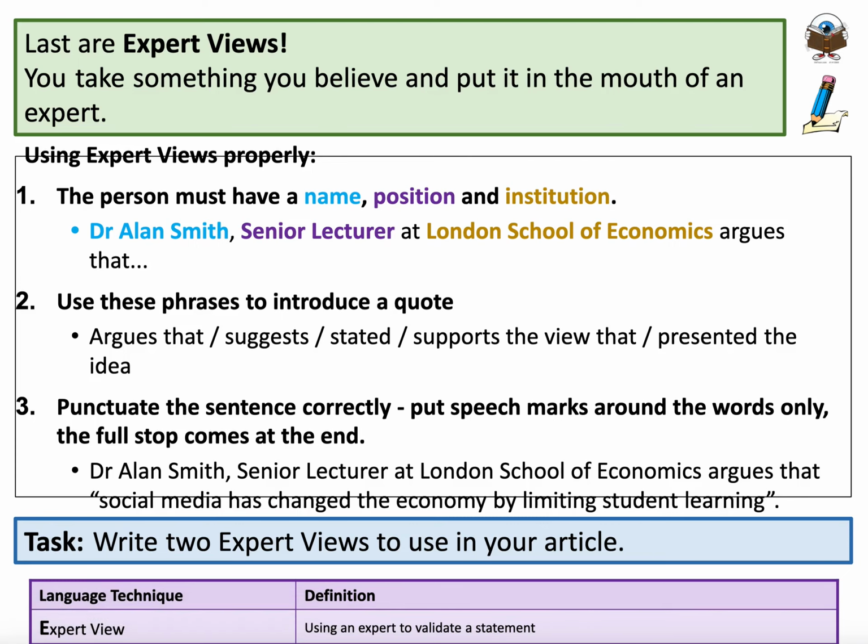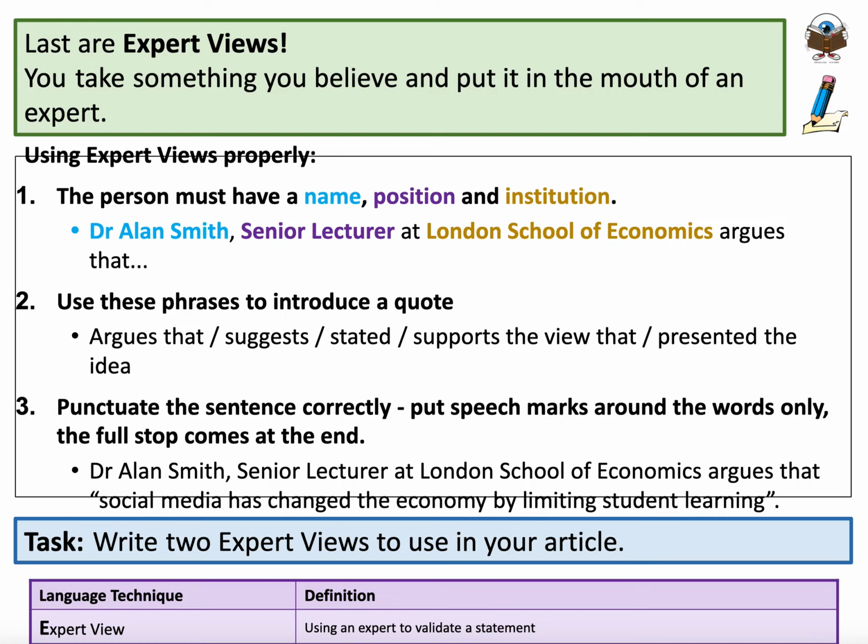You take something you believe and put it in the mouth of an expert, using expert views properly. The person must have a name, a position, and an institution. If you just say, oh, scientists say it's really important that you have your vitamin C every morning, it's like, what? Well, which scientists? Who? Why? But what about if Professor Rootham from the University of Oxford said all teenagers need 10 hours of sleep per night? It's a lot more credible.